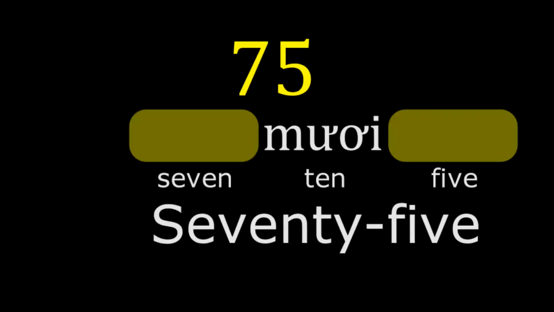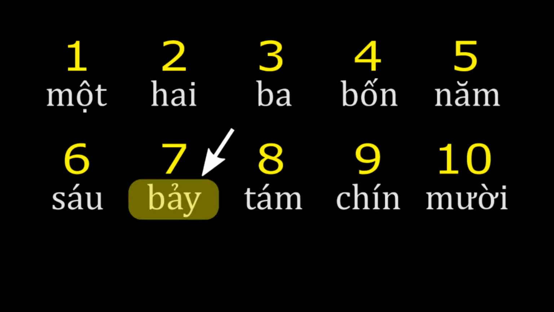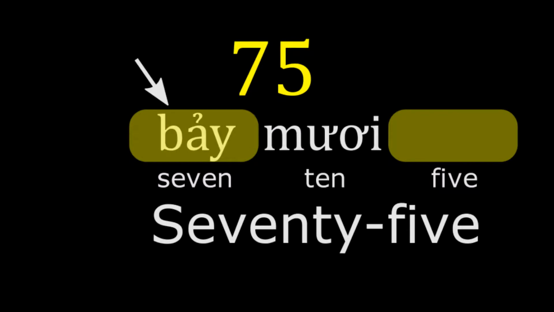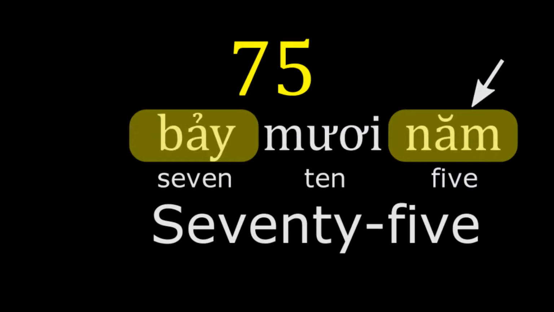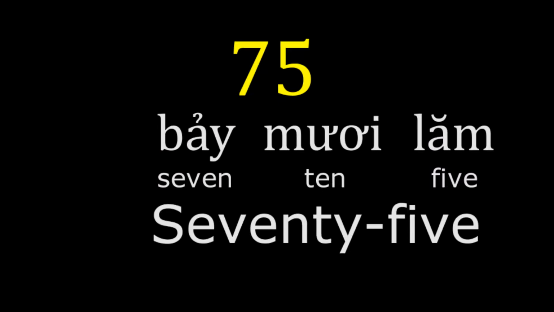So, let's do an exercise together. How do you say 75? We know that 75 is just 7, 10, 5, right? So, we go find 7. 7 is 7. Transcribe it here. Go find 5. 5 is 5. Transcribe it here. We have to change 5 from 5 to 5, as we learned earlier. 75.